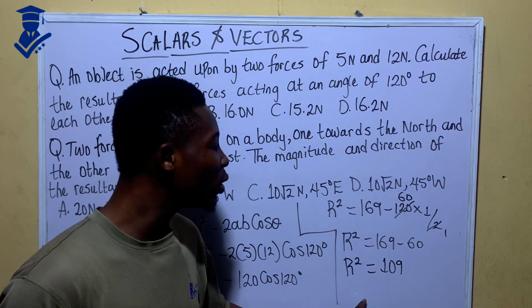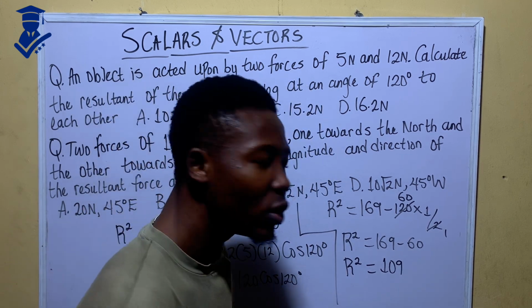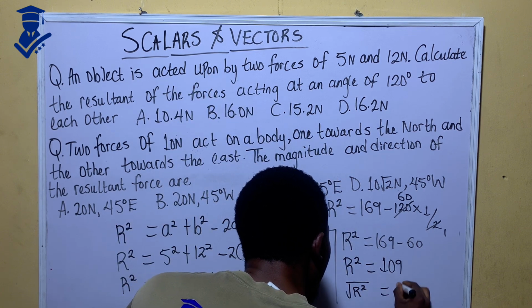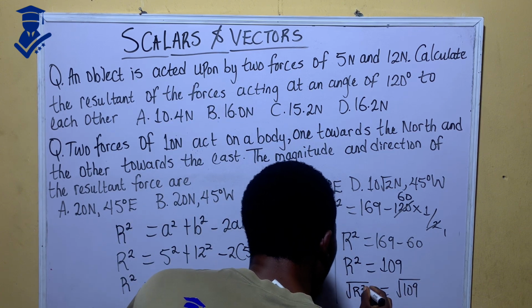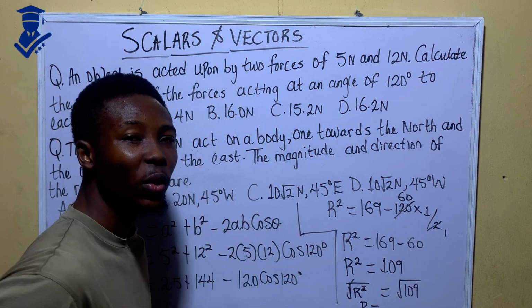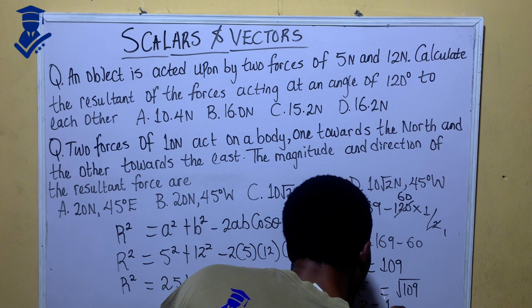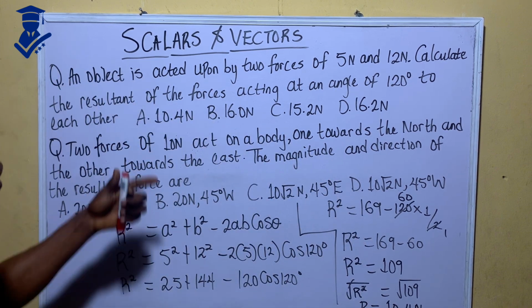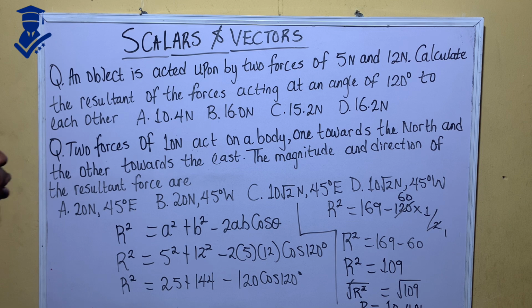Of course, we're not looking for R squared. We're looking for the resultant. So we take the square root of both sides, the square root of this and the square root of this. The square cancels the square here. So R is going to be equal to the square root of 109, which gives us 10.4 Newton. So the resultant is 10.4 Newton.